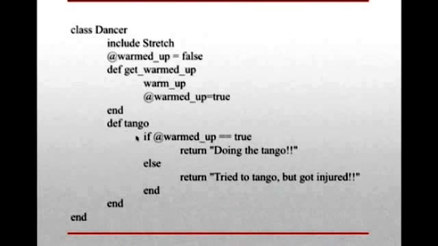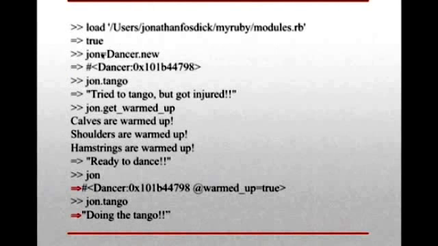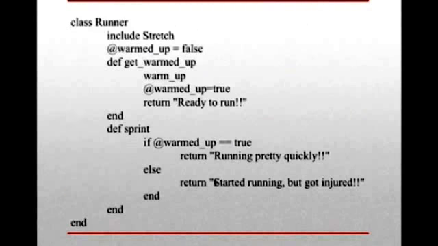And then I said this dancer knows how to tango, so if you ask it to tango, it'll either do the tango or try to tango and get injured, depending on whether or not it's warmed up. So here's the example. I made John a dancer, he's an object. Try to tango, and he gets injured because he hasn't warmed up yet. Ask him to warm up, goes through the whole warm-up process, he's ready to go. We check John's object again, and now we can see that he's got an attribute now that says that he's warmed up, and you ask him to tango, and he's fine.